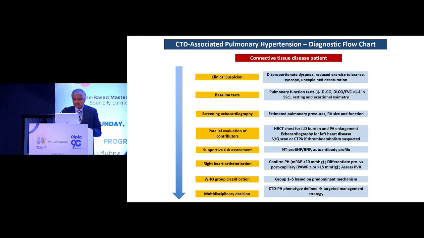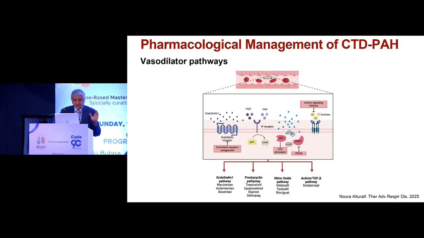The second part that I had to talk on also is on the management. I don't know whether we have enough time. I'll just quickly run through the slides because we're running very, very late. So I'm not going to discuss most of the trials. We all know that we have this whole class of drugs, the endothelin pathway, the prostacyclin pathway, the nitric oxide pathway, and more recently the activin or the TGF-beta pathway.